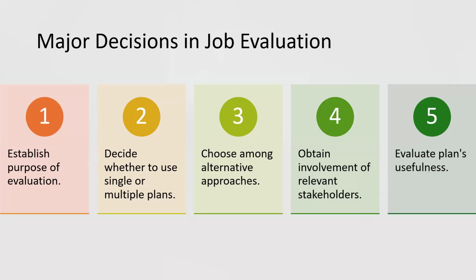So we have 5 major decisions that we have to make in job evaluation. First, we have to establish the purpose of our evaluation. Here, we're going to talk about creating an internal compensation structure for our organization. This is just like job analysis. If you don't know the purpose of your evaluation, it's going to be hard to make decisions later in the process because it won't be clear what the purpose is, and then you won't be able to make decisions that are related to one single purpose for that particular job evaluation.